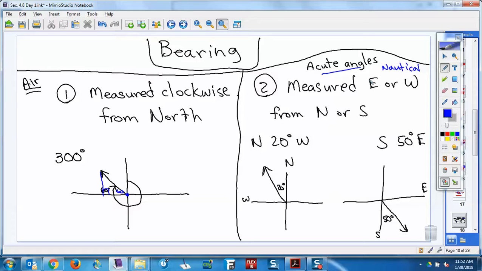Okay? So here are 2 examples. It's always going to have either north or south listed first. Then it's going to have an acute angle. And then it's going to have east or west listed last. So what that is telling you, when I see this bearing right here of north 20 degrees west, that tells me to go north, and then go 20 degrees to the west. West, of course, is towards California on the map, right? To the left.